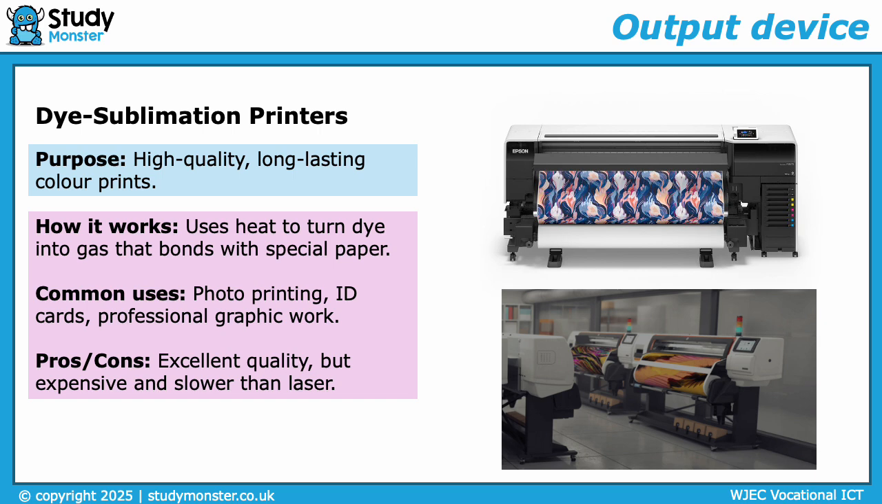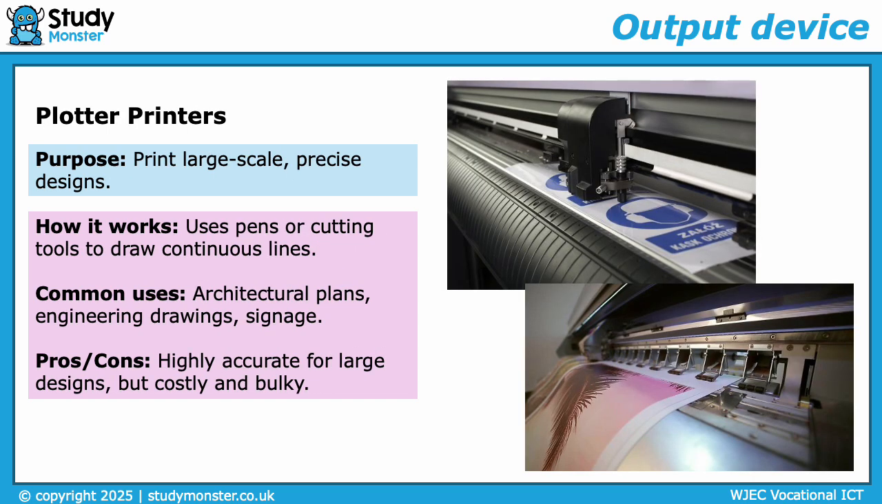ID cards, professional graphics work. This is the type of printer that you would tend to go towards. Incredibly expensive, excellent quality, but slower than a laser printer. Obviously with a laser printer, you're going to be printing A4 to A3. There are some laser printers that will print a little bit bigger. These printers are designed to print a lot on a bigger scale than your average laser printer.